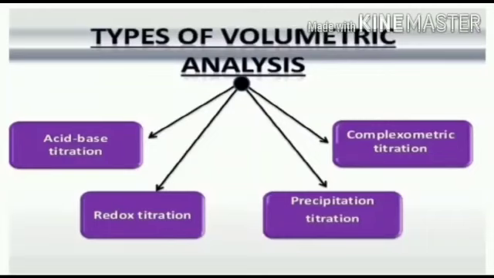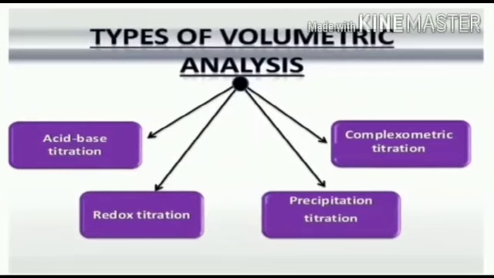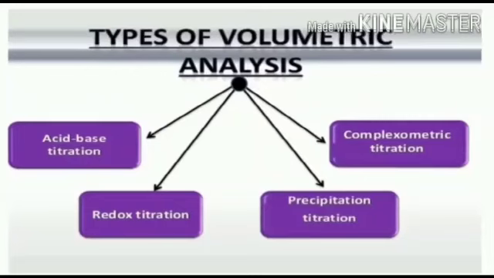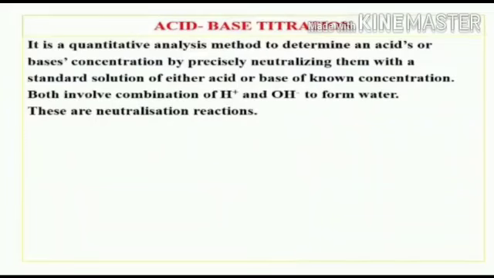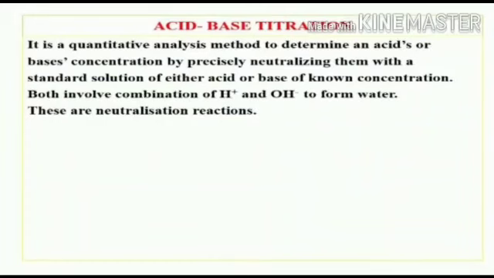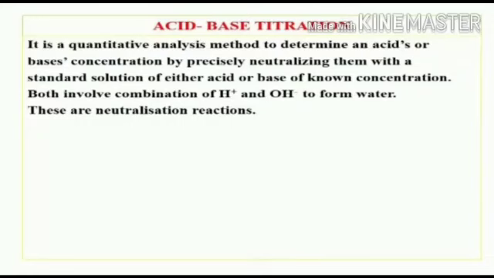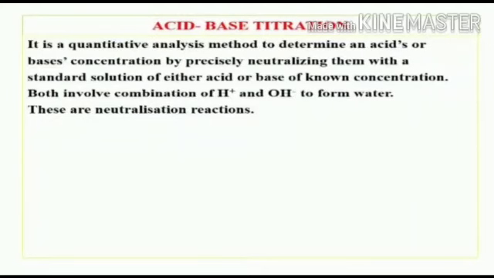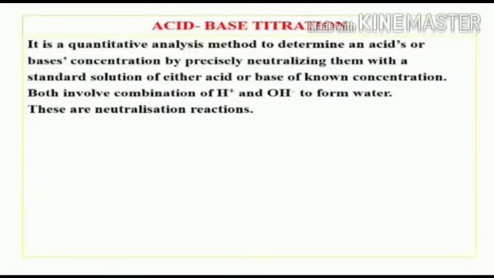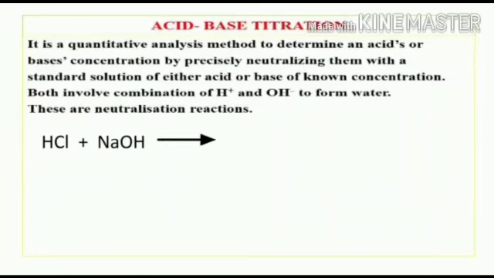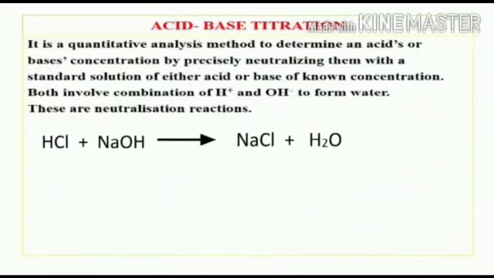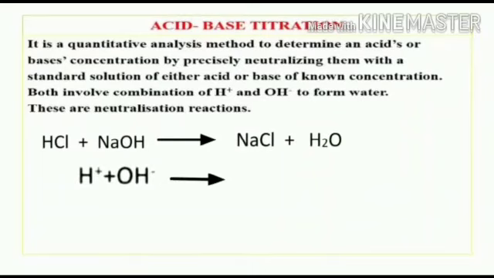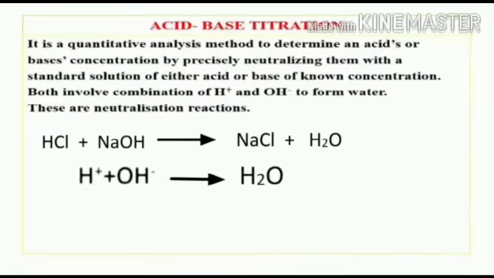Volumetric analysis can be classified into 4 types: acid-base titration, redox titration, precipitation titration, and complexometric titration. Acid-base titration is a quantitative analysis method to determine an acid or base concentration by precisely neutralizing them with a standard solution of either acid or base of known concentration. Acid-base reactions involve combination of hydrogen and hydroxide ion to form water.